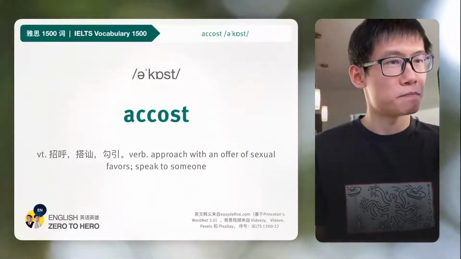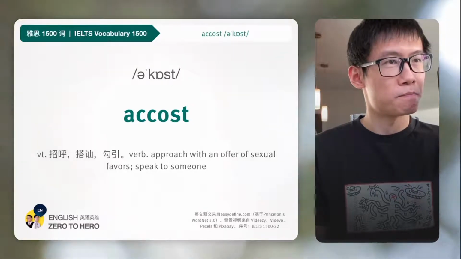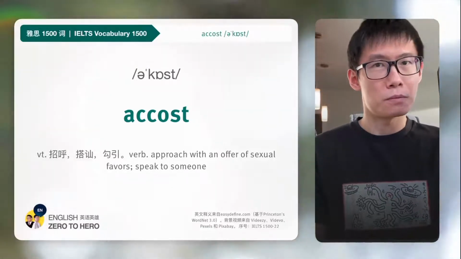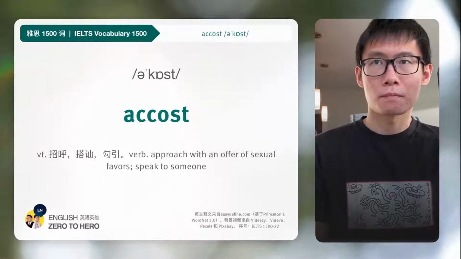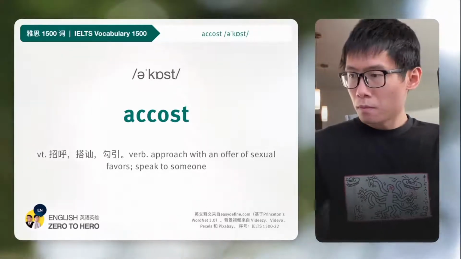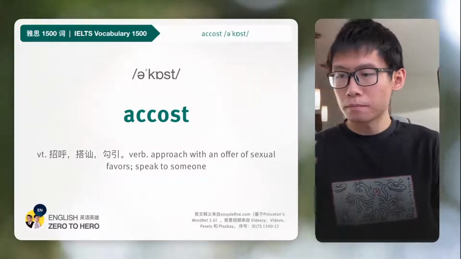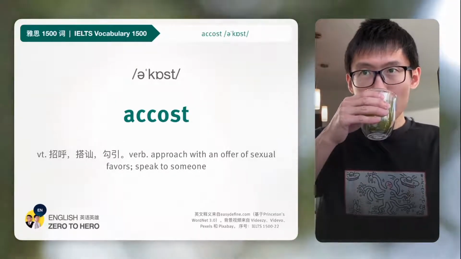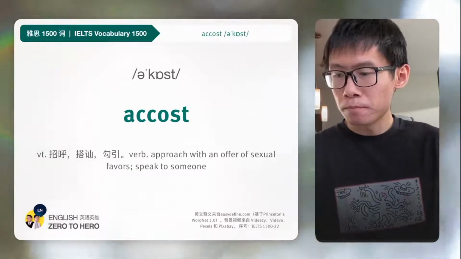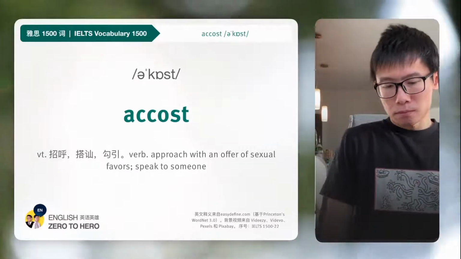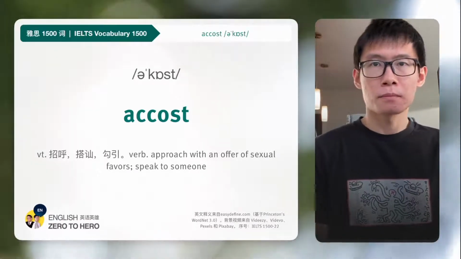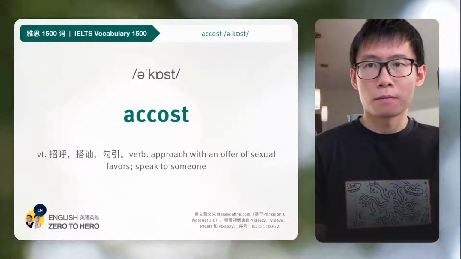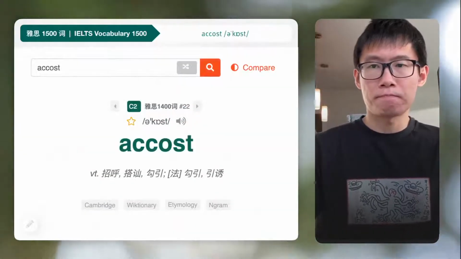Any questions? 有没有问题？好，我们继续。Right, cost.